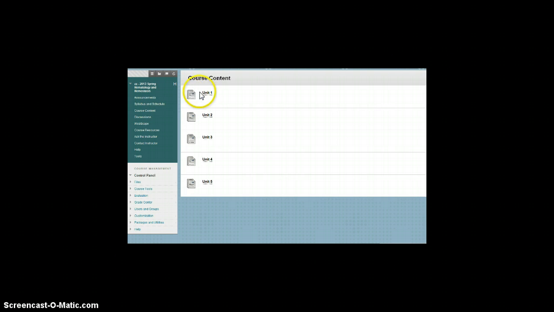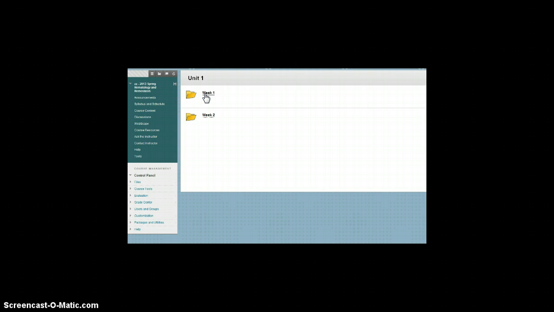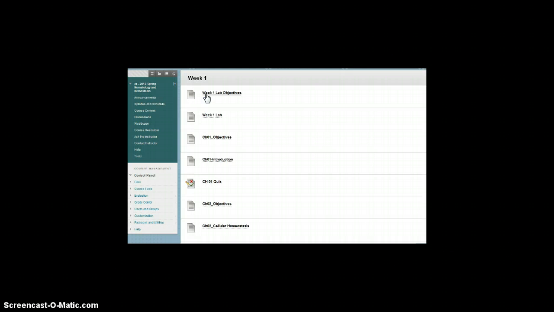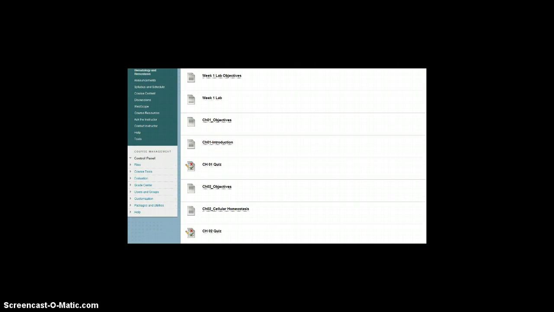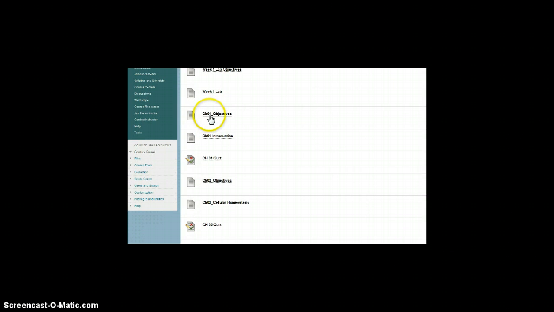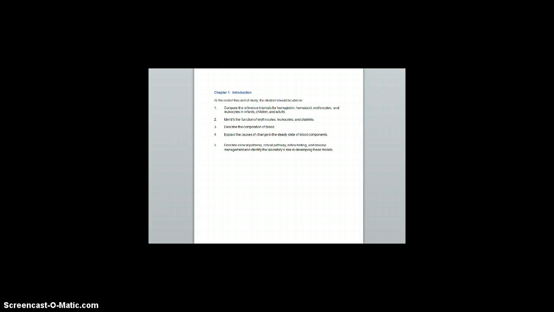We also want to look at how each unit is set up. So if we just go to Unit 1, we can see that Unit 1 is divided into weeks, and then within the week there may be more than one chapter that we cover. So if we look at the Chapter 1 objectives for this week, we can see that there are 5 objectives.